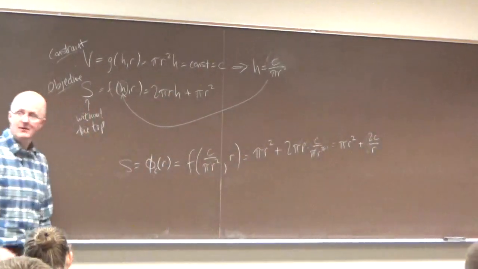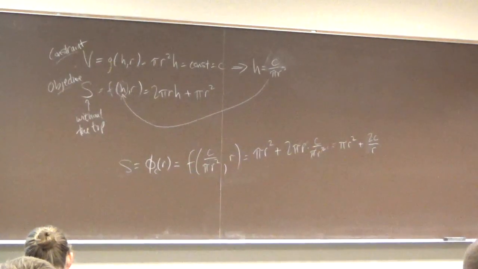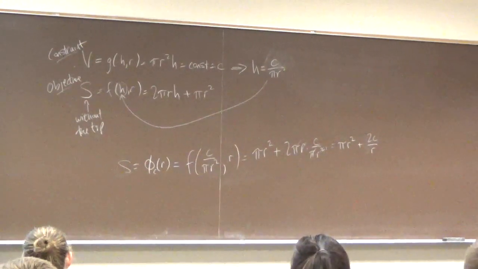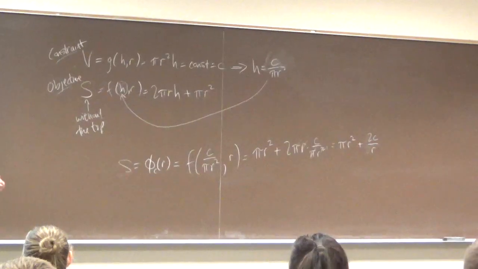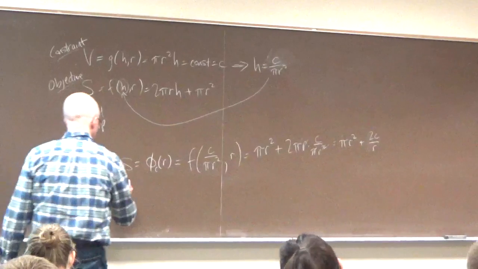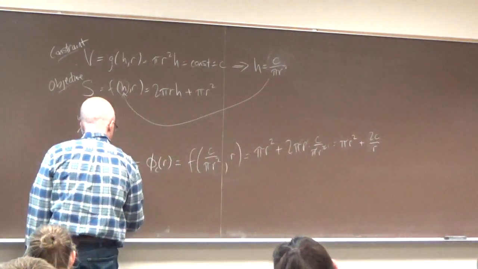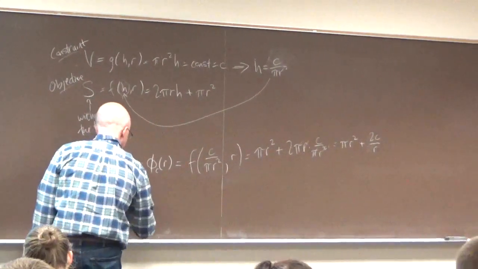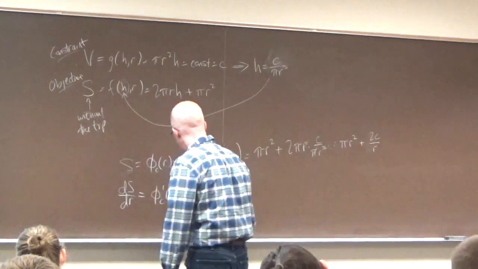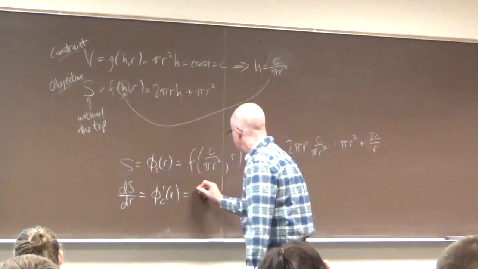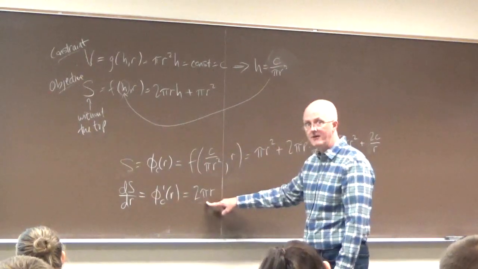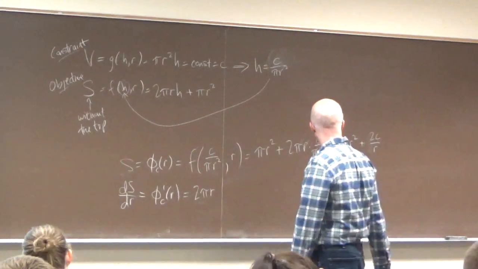What's the next step for our optimization problem? What should I do next? Say it louder. Take the first derivative. Differentiate this function with respect to r. You could write it as df dr. You're going to get 2 pi r. Before we got 4 pi r there. Now we're getting 2 pi r.